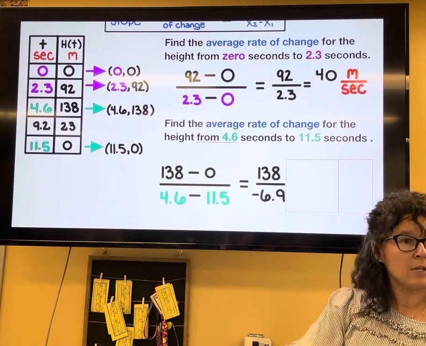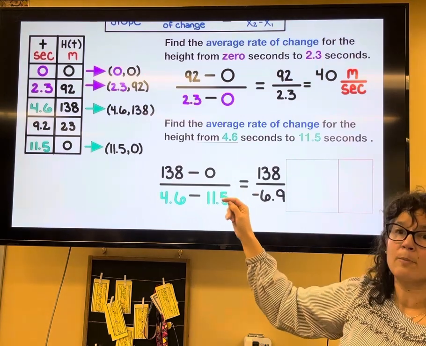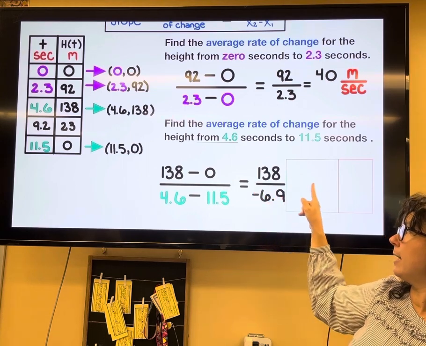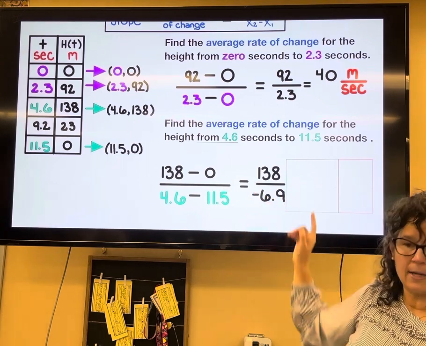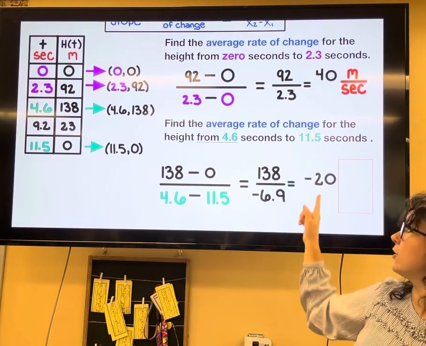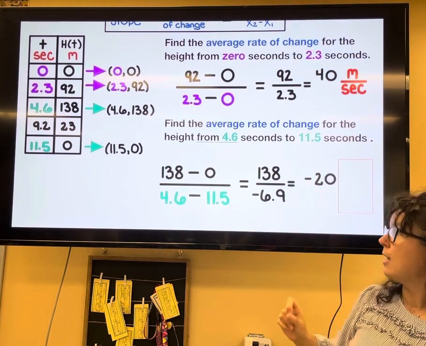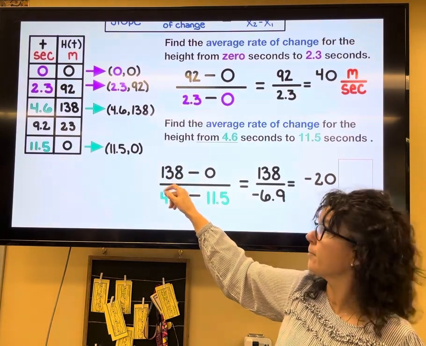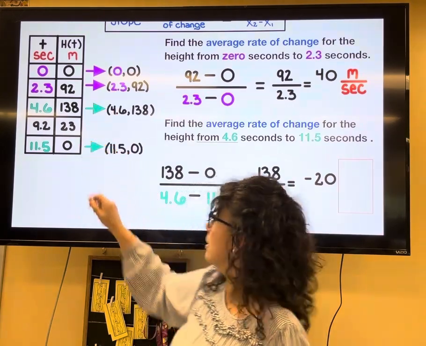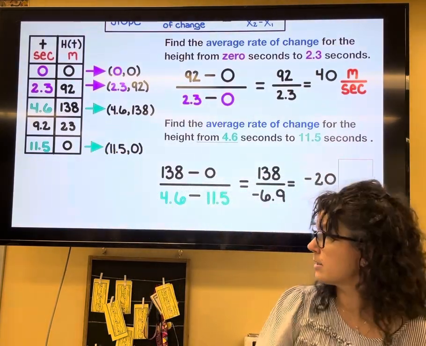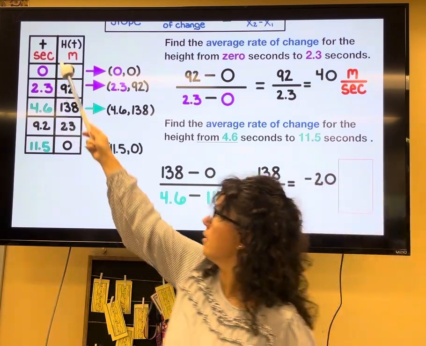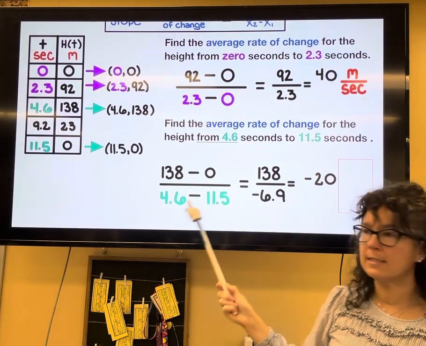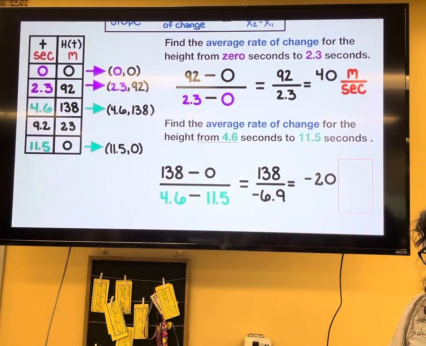When I pick up my calculator, I'm going to read this from left to right. So 138, next line, divided by negative 6.9. And when you enter that in your calculator, you get negative 20. And then the labels, we're thinking, what was the label on the numbers in the numerator? Meters. What were the labels on the numbers in the denominator? That was seconds. So this is meters over seconds. So my label here is meters per second.